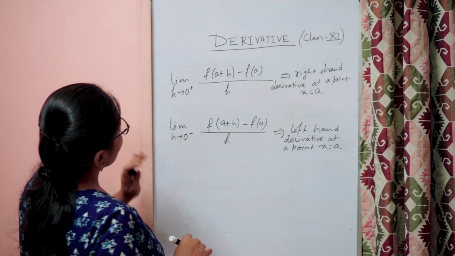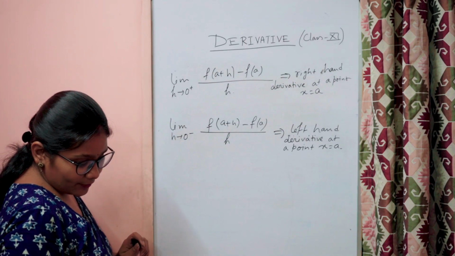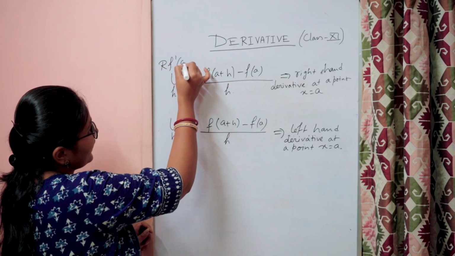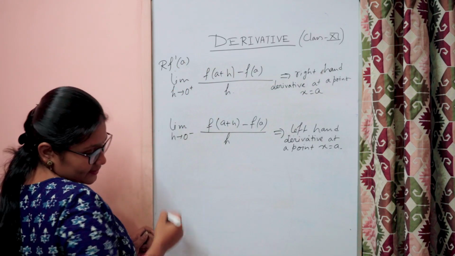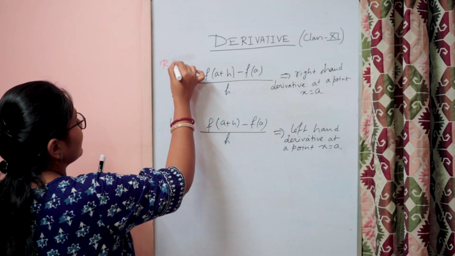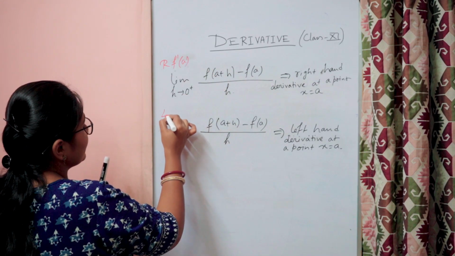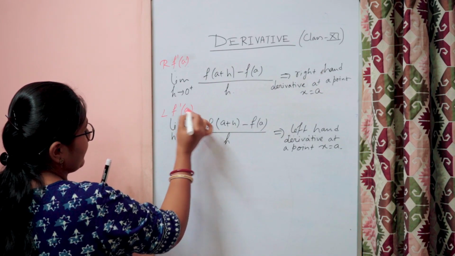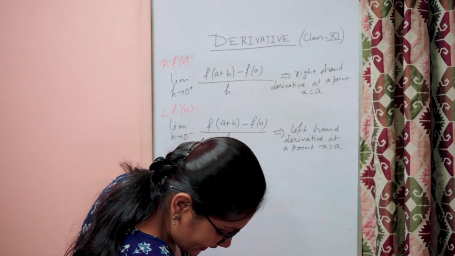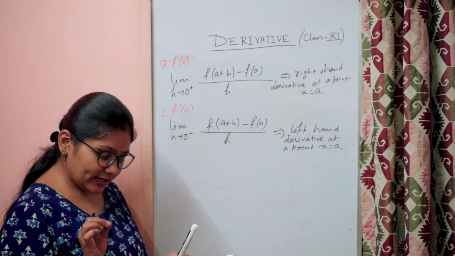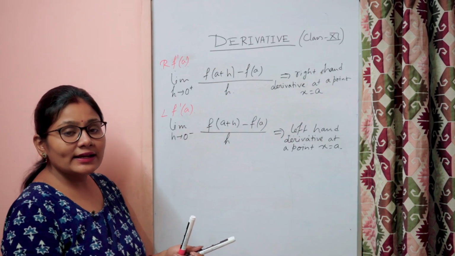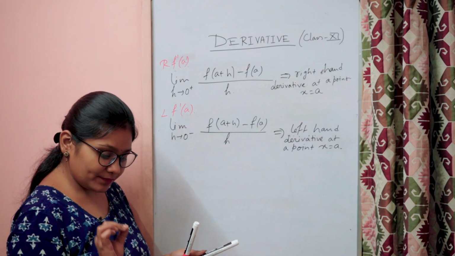So what is the notation for the right hand derivative? That will be written as R f dash a, and the left hand derivative will be written as L f dash a. Okay, so this is your right hand derivative and this is your left hand derivative. If these two derivatives exist and they are equal, then only you can say that the derivative of the given function will exist.